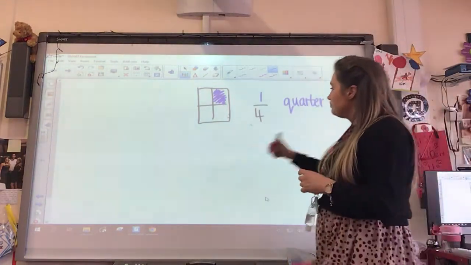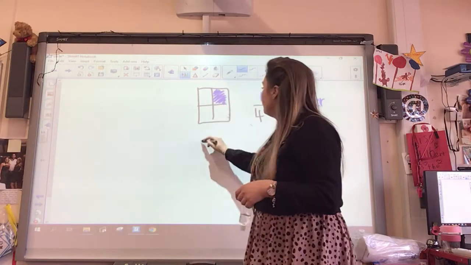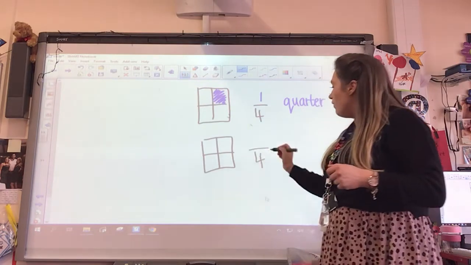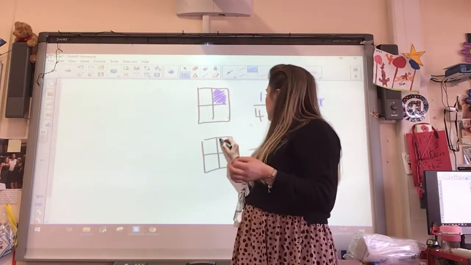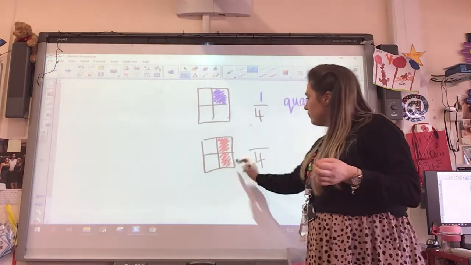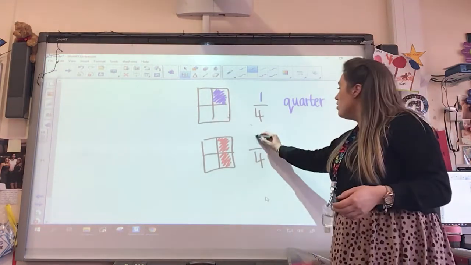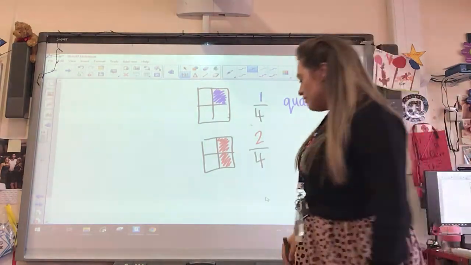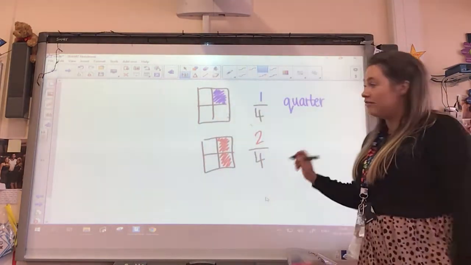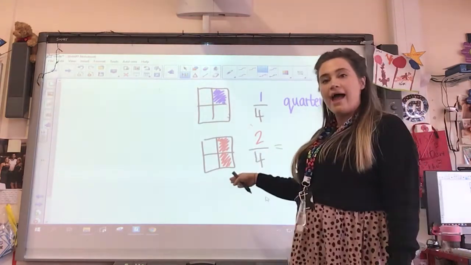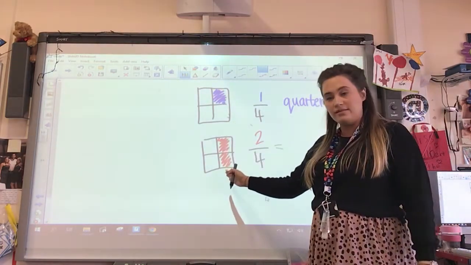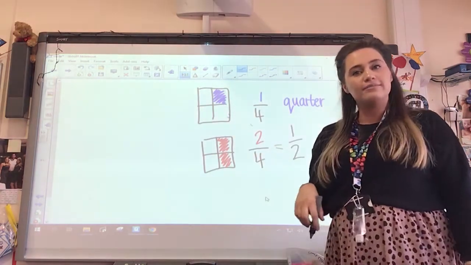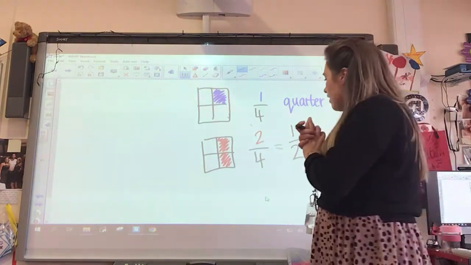Now I'm going to draw that square again and split it into 4 parts again, so my denominator is 4. This time I'm going to colour in 2 equal parts, so my fraction now is 2 quarters. Two quarters is quite an interesting fraction, because it's exactly the same as a half. If you look at that square, exactly half of it has been coloured in. So 2 quarters is the same as half. They marry up beautifully together.